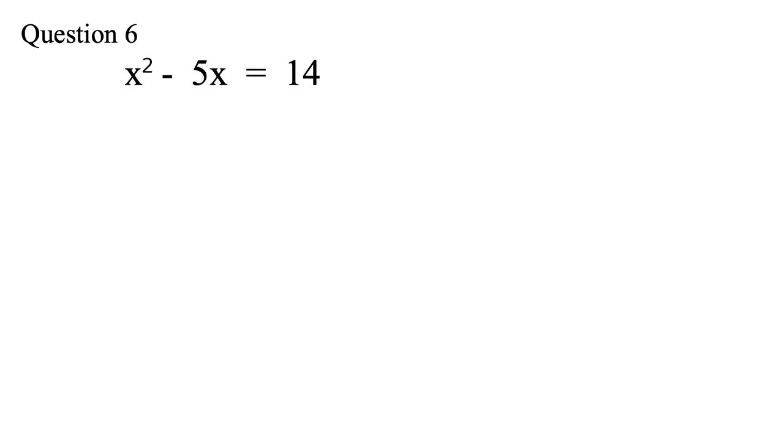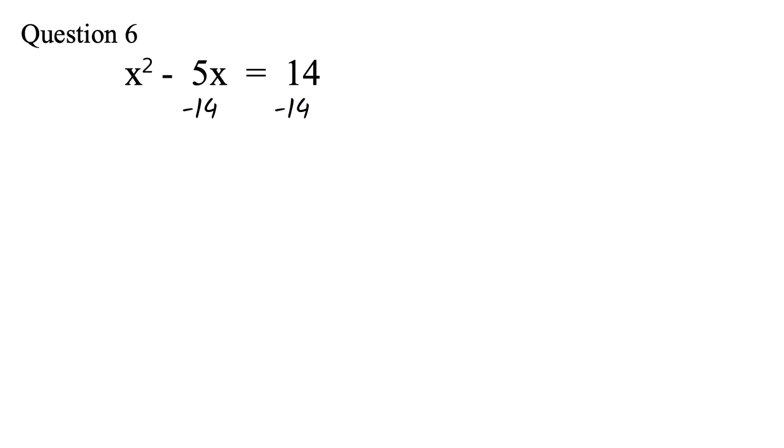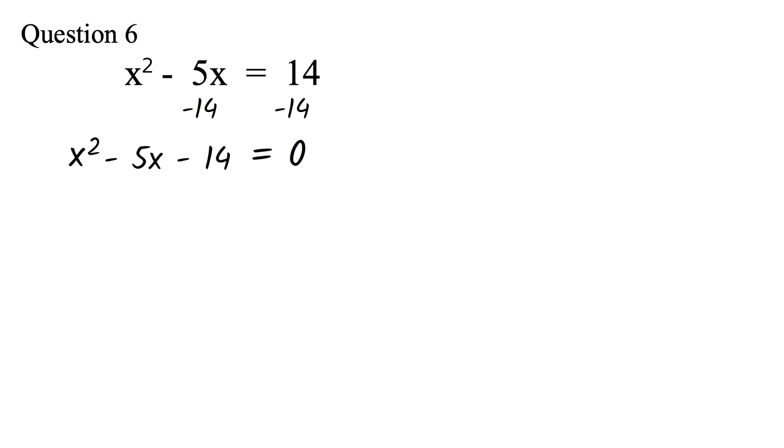Question 6. x squared minus 5x equals 14. Solve for x. This is similar to the previous question. It is important you make sure that all the values are on one side of the equation and 0 is on the other side before you solve any of the equations. Here, we have to move the 14. We can do that by subtracting 14 from both sides. 14 minus 14 is 0. So we have x squared minus 5x minus 14 equals 0.